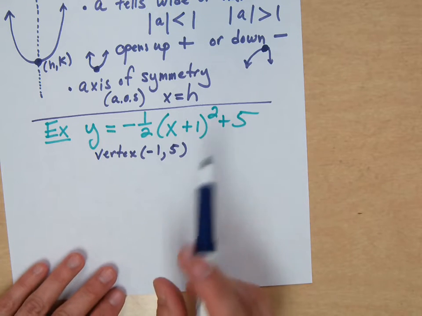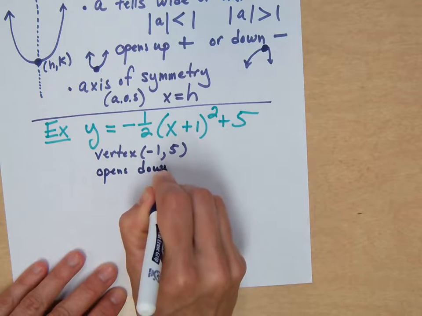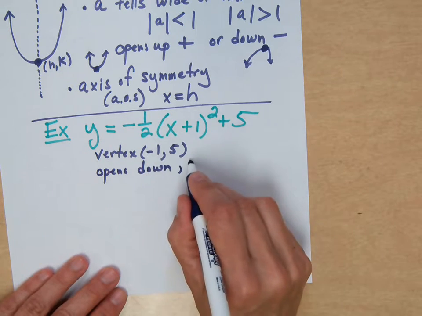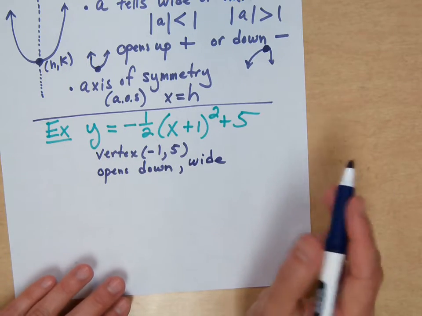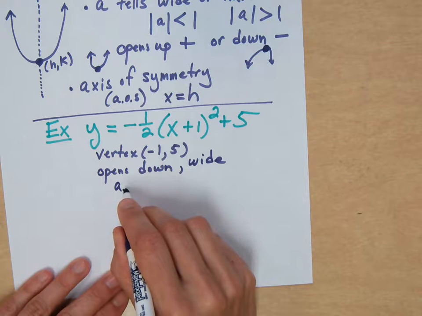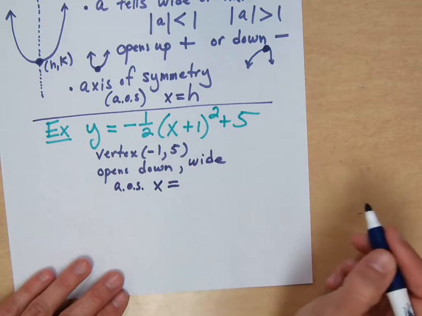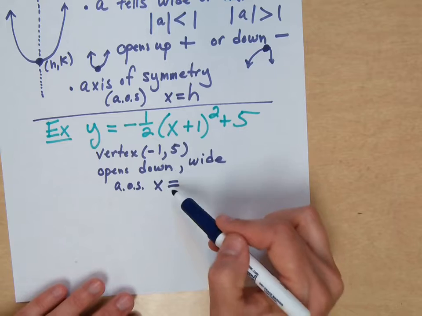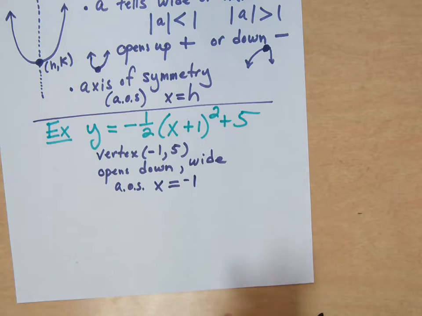Does it open up or down? Okay, opens down. And is it wider or narrower? It's wide, because the absolute value is less than 1, so it's wider. The axis of symmetry, the equation is, it's always x equals something. The x-coordinate of the vertex is the axis of symmetry. The equation, x equals negative 1. It's a vertical line that goes through negative 1. You'll see it in a second.